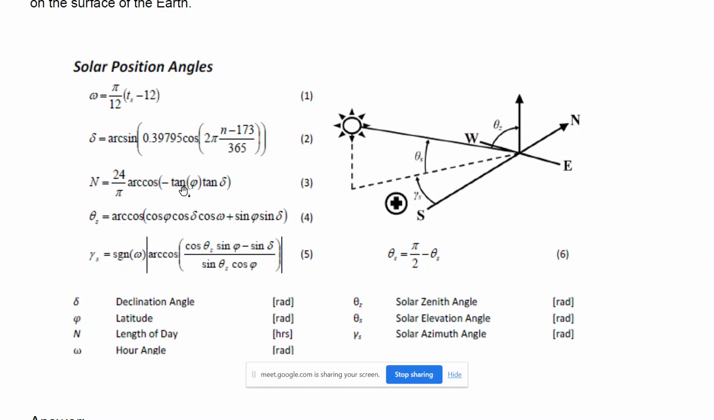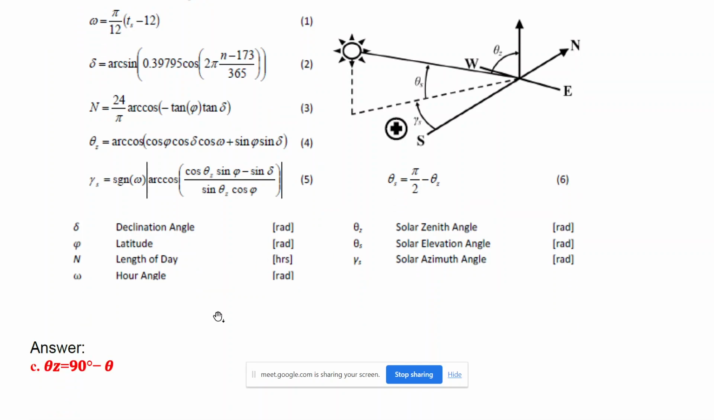Other parameters are also there. Delta is the declination angle, which sir has already told about. Phi is the latitude, n is the length of the day in hours, and omega is the hour angle. We had to find the relation between theta s and theta z. Theta z equals pi by 2 minus theta s. That means our right answer is option C, theta z equals 90 degrees minus theta s.